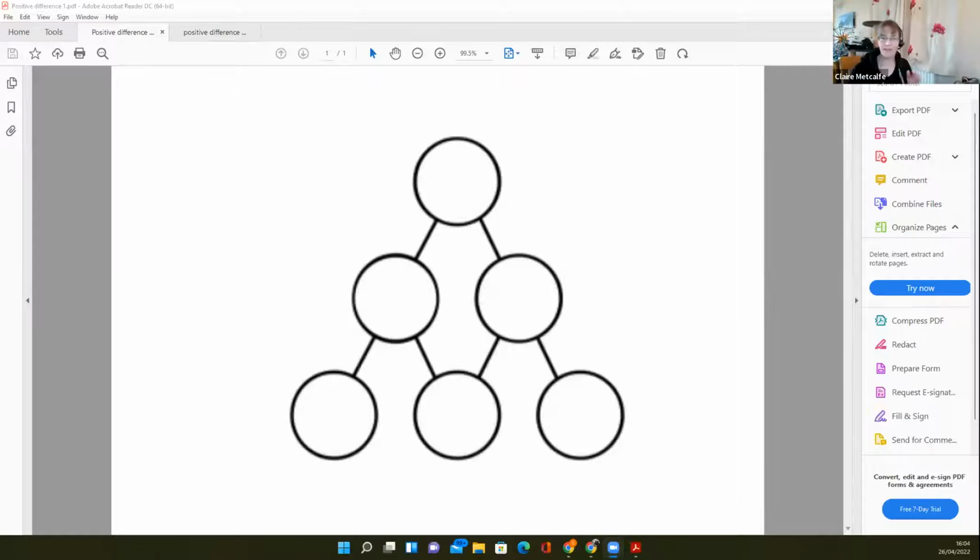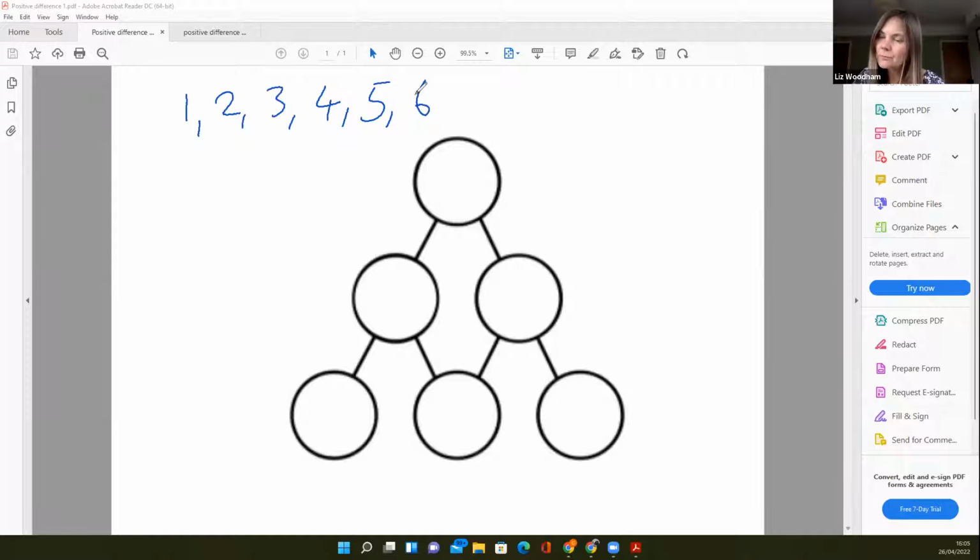Thank you, Claire. So I've got a problem for you to think about, which hopefully is now being displayed. Yes, I can see some circles joined up. Yep. So I've got 6 circles and they're joined up by arcs. I want you to think about the numbers 1, 2, 3, 4, 5, and 6. And we're also going to think about something called positive differences.